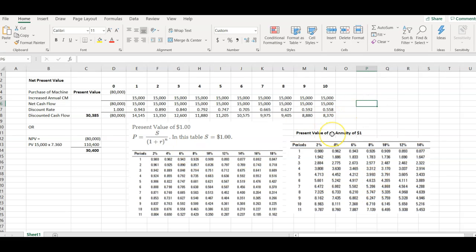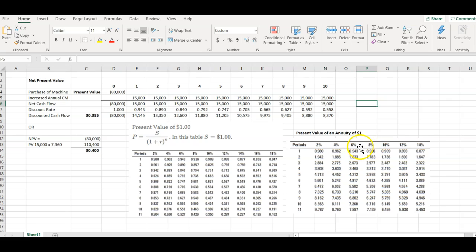But in the present value of an annuity, other than the first year, all of the factors are greater than 1. Okay, and you can see this first year is exactly the same as the first year in the present value of 1. Okay, so this is the present value of an annuity. It's the same amount every year of $1 in arrears.